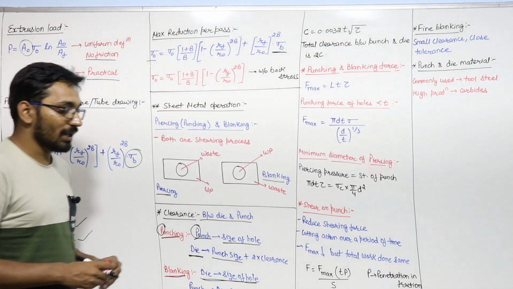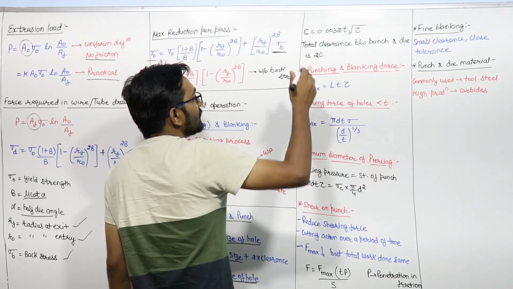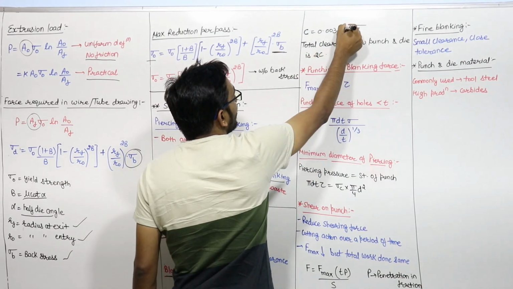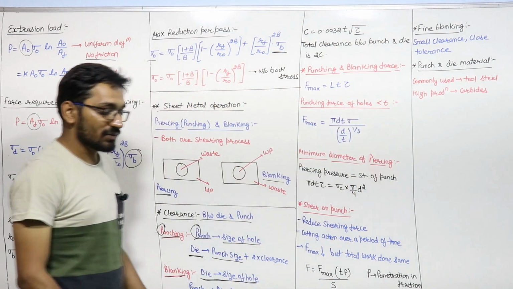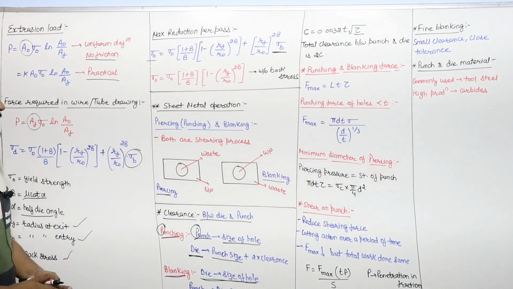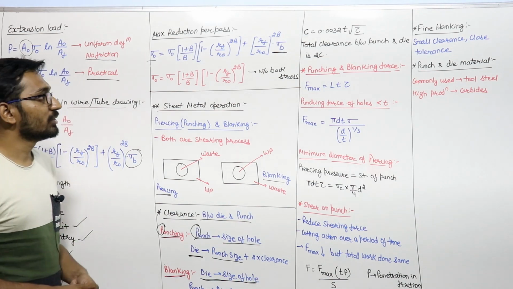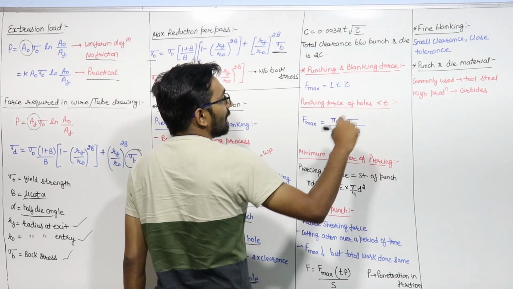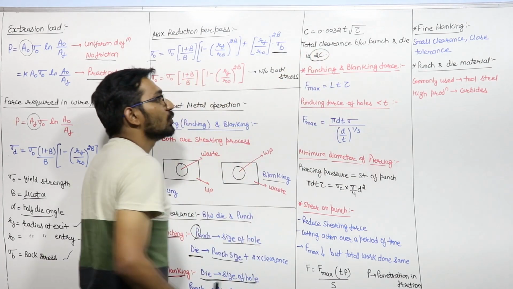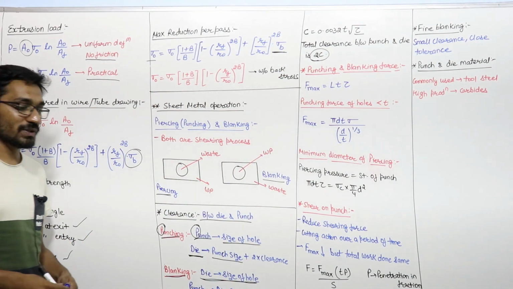And the clearance formula will be 0.0032 into T under root tau. T is the thickness of the sheet, and tau is the shear strength of the material. So clearance will be equal to 0.0032 T under root tau, and the total clearance between the punch and the die will be equal to 2C. Total clearance will be 2C.